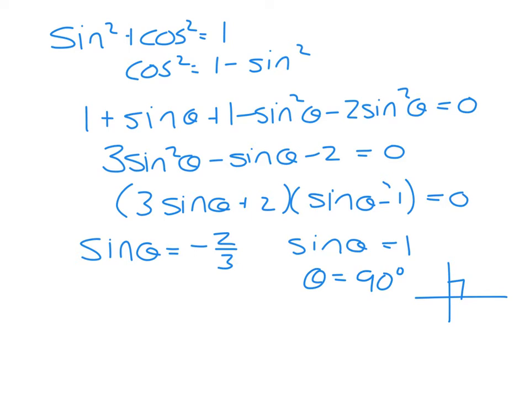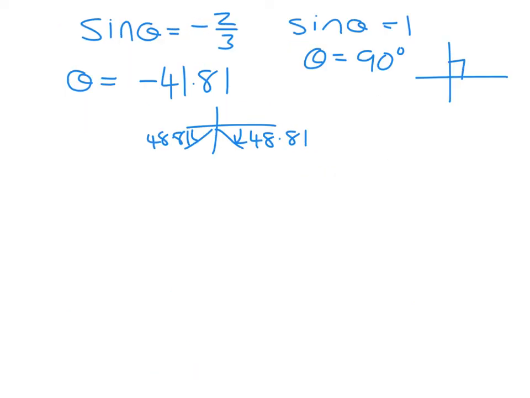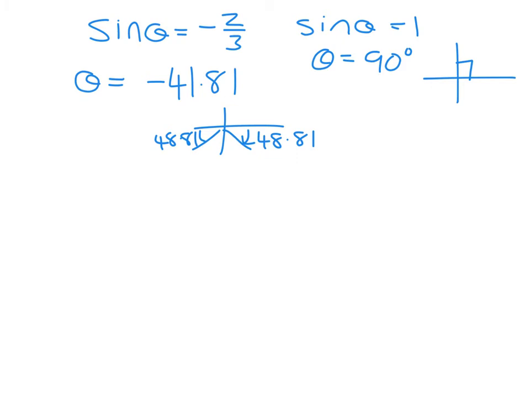Sine theta equals minus 2/3. From our calculator we get negative 41.81, and if we draw that on a CAST diagram, I have two answers, and if we read off those answers we get that theta is negative 41.8 to 3 SF, and it is negative 138 again to 3 SF, and our answer of 90 degrees.